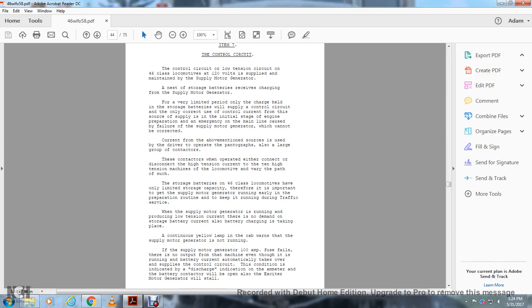The storage batteries of the 46 class locomotive have only limited storage capacity. Therefore, it's important to get the supply motor generator running early in the preparation routine and keep it running during the traffic services. When the supply motor generator is running, it is producing low tension current, there is no demand on the storage battery current, and battery charging is taking place.